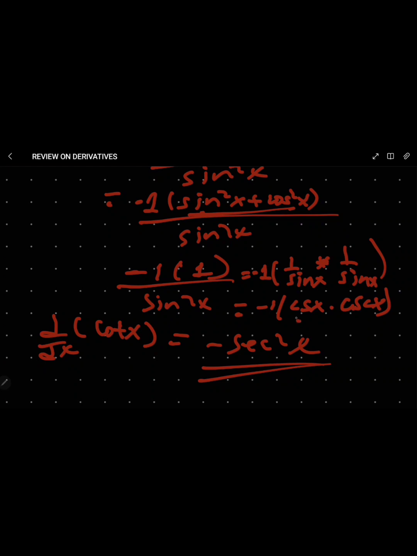Not sec. What's wrong with me? Not sec. CSC square x. Cosecant square x. That's it. That's the derivative of cotangent.